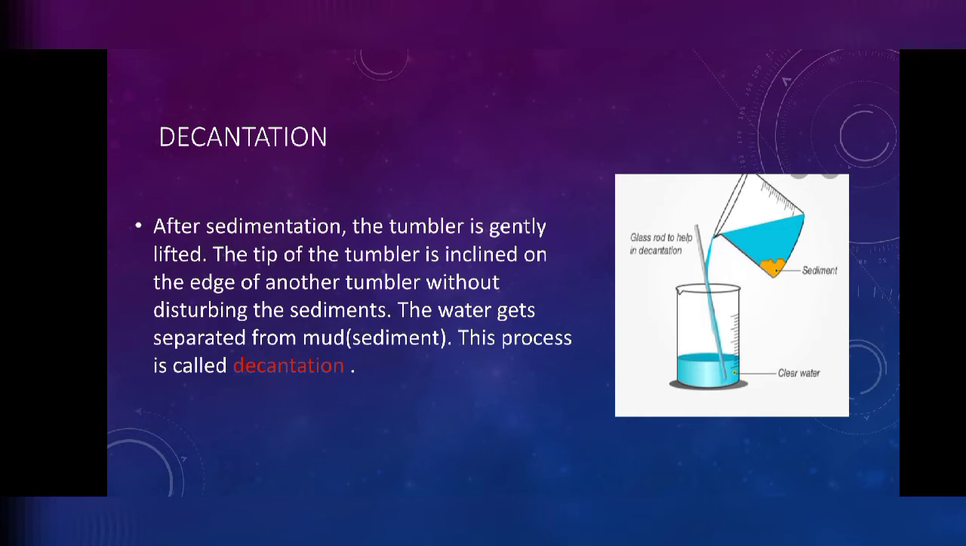After sedimentation, the tumbler is gently lifted. The tip of the tumbler is inclined on the edge of another tumbler without disturbing the sediments. The water gets separated from mud, that is sediment. This process is called decantation. Here a picture is given for your example.